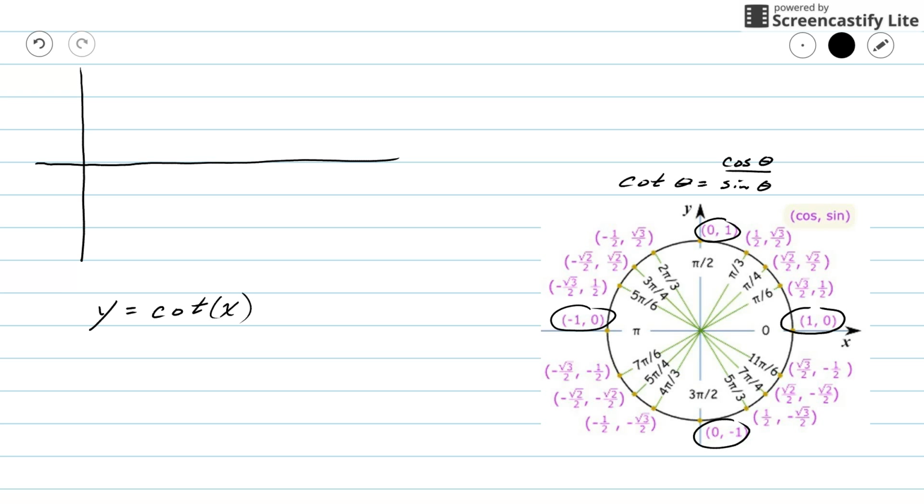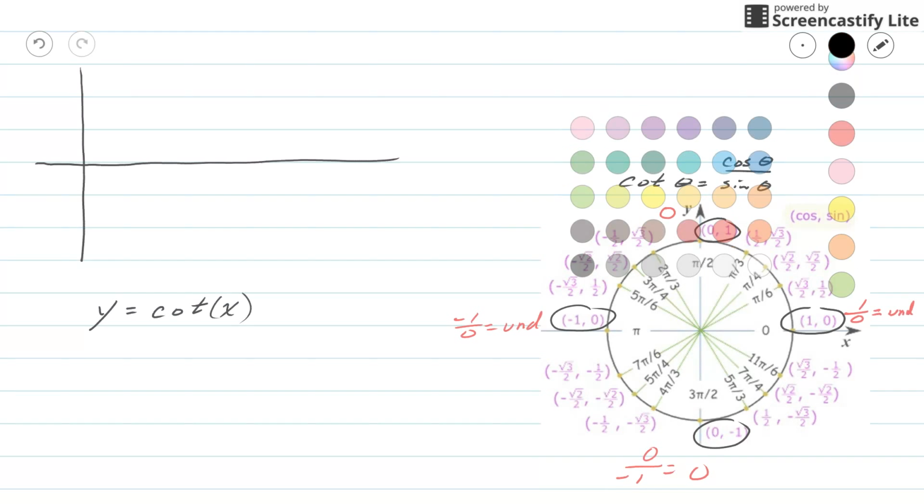Okay, so specifically at 0, the cotangent, cosine divided by sine, that's going to be 1 over 0, which is undefined. At pi over 2, 0 divided by 1 is just 0. At pi, negative 1 divided by 0, undefined. And at 3 pi over 2, 0 over negative 1, 0. So let's just plot those points and see what pops here.